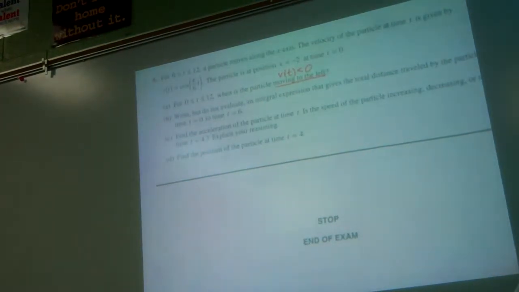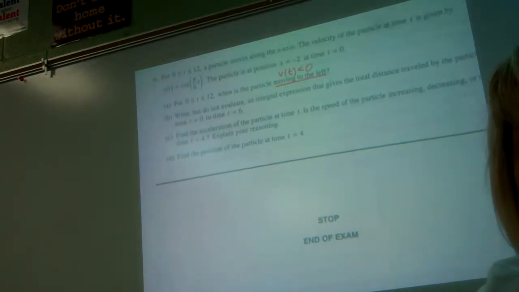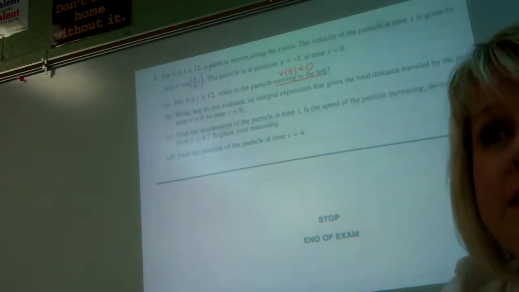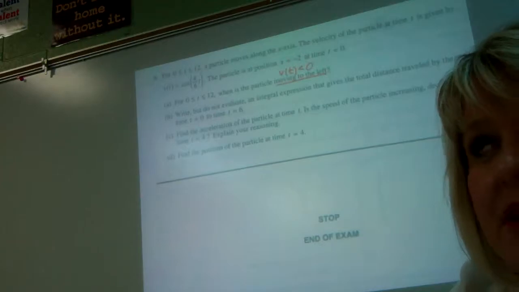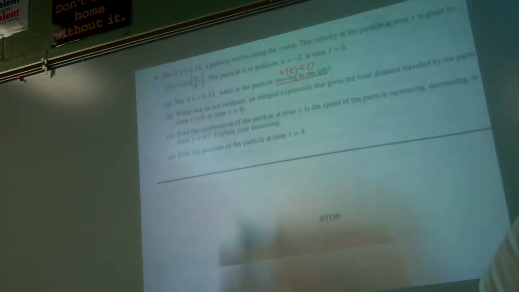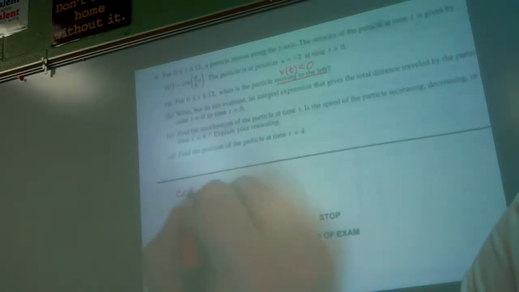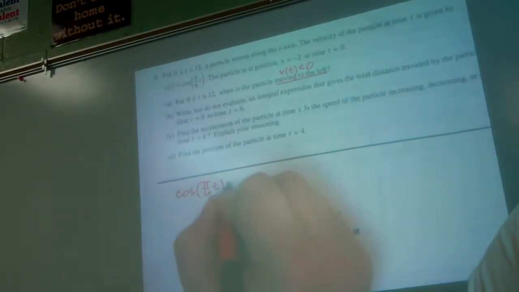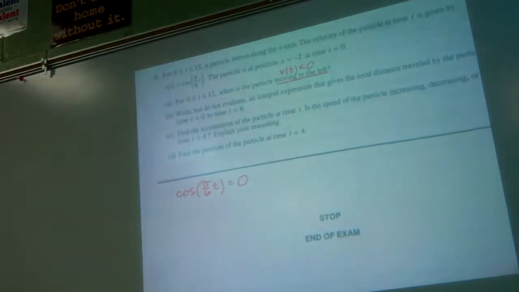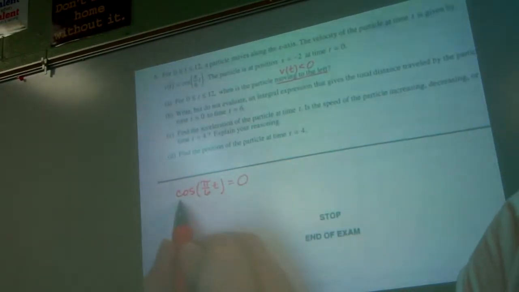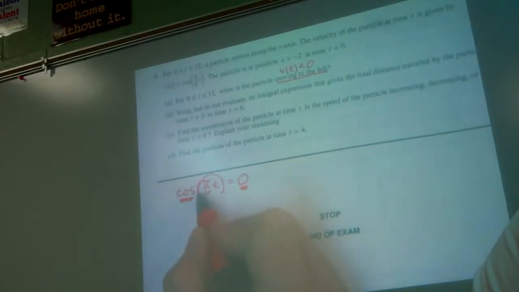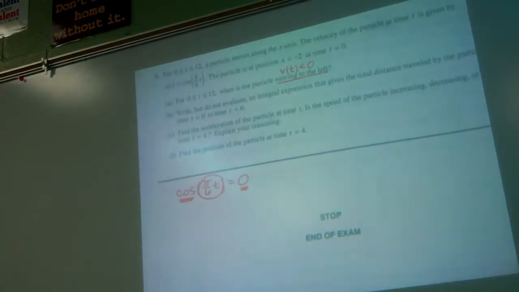Right? So what we're going to do is figure out when the velocity is 0 and make a little number line and test points on the number line. So to figure out when this equals 0, I really have to figure out when cosine is 0 and then set this part equal to that.